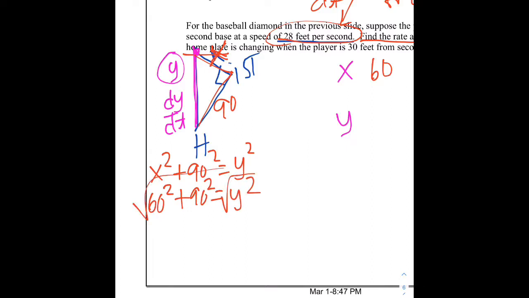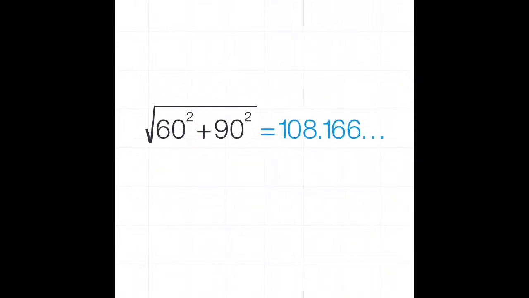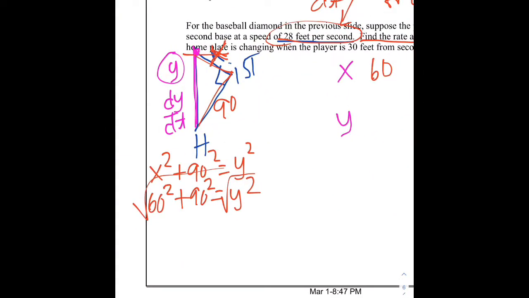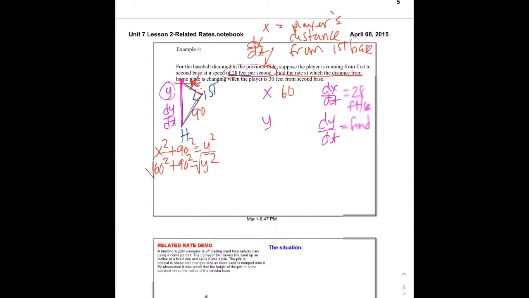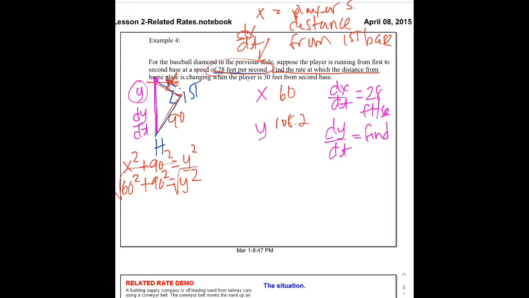So y is going to equal the square root of 60 squared plus 90 squared. So that means y is approximately 108.2, we'll call it. Okay, friends, that's the new piece.